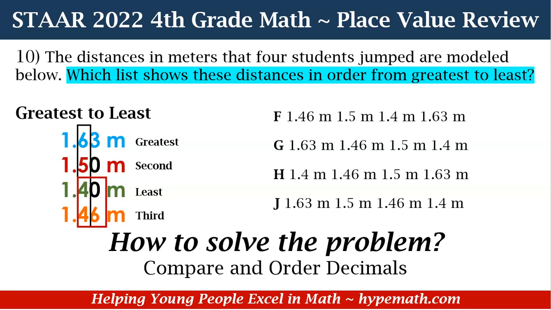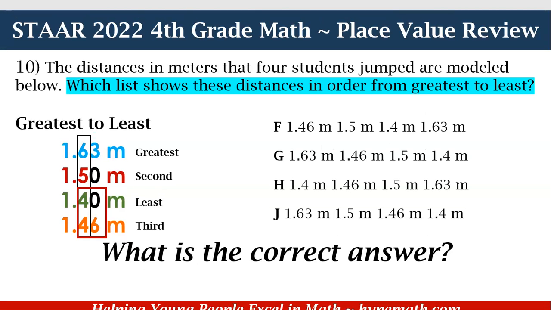So my list is 1.63, 1.5, 1.46 is third, and 1.4 meters is least. Okay, so what is the correct answer?